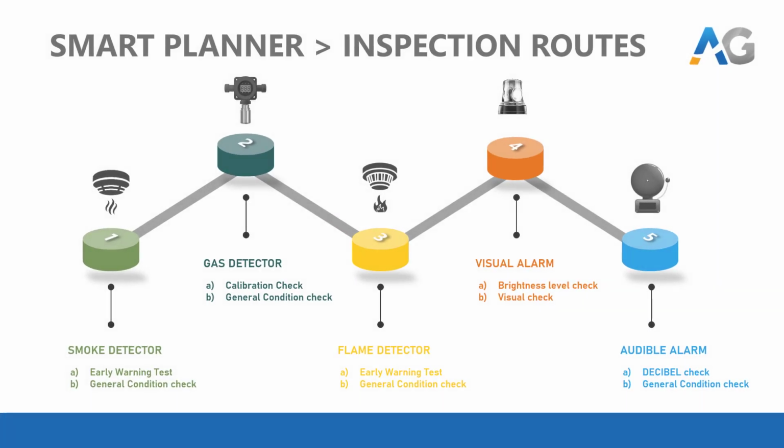The other extreme is a route containing different types of equipments. In this example, technician's route is for detection system, which contains 5 different equipments: smoke detector, gas detector, flame detector, visual alarm, and audible alarm. The inspection criteria are very different from one equipment to another. These are simple representations of inspection routes in the field. Quite often, it's a combination of both plus lot more equipments.